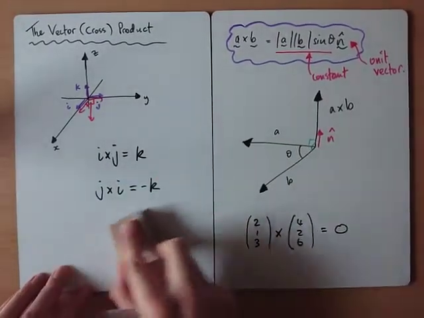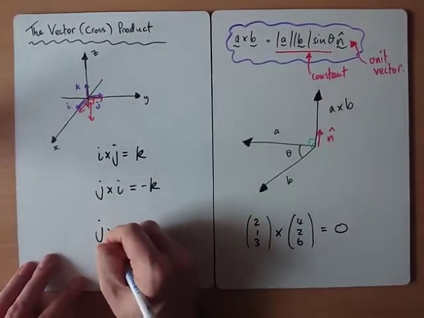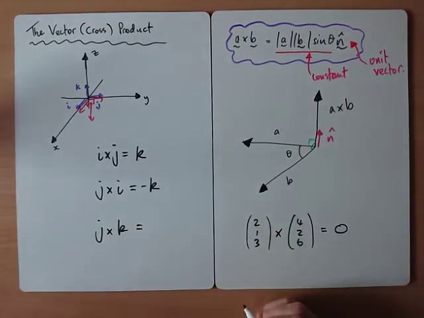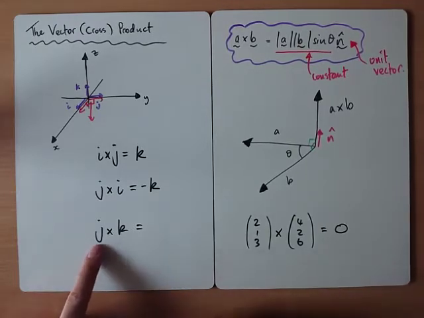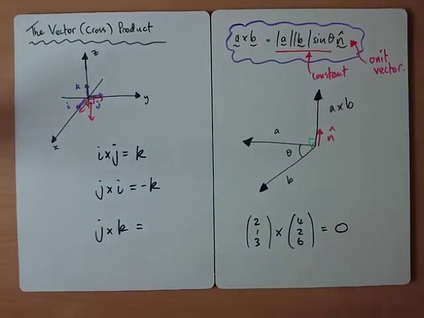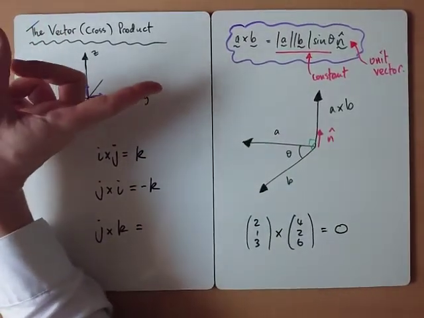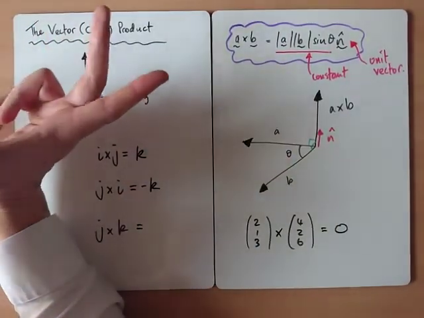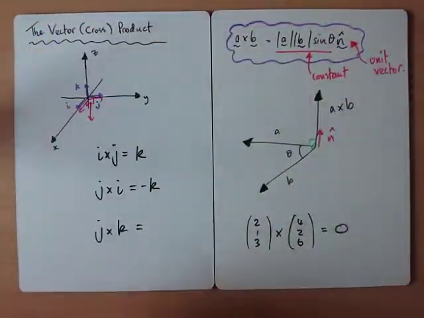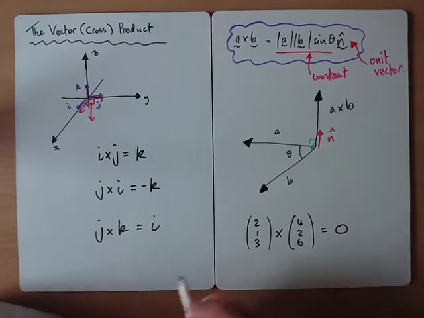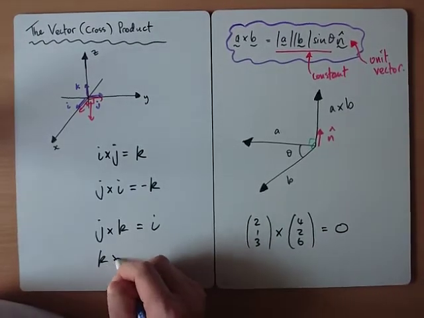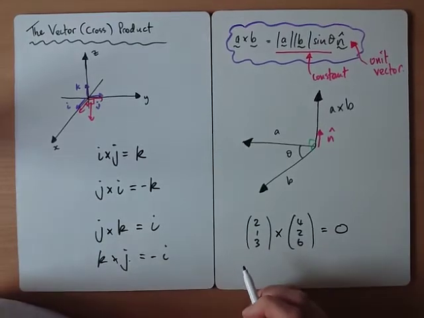So what about if we did J cross K? Maybe pause and think about that for a second, try and apply the right hand rule. So think about J being your index finger. Try and orientate your hand that way. What would the answer be? If we do J cross K, my finger was pointing that way with Y, K was pointing that way, my thumb would be going in the direction of I, or the direction of X. In other words, J cross K would equal I. So from that, we would know that K cross J must equal minus I.